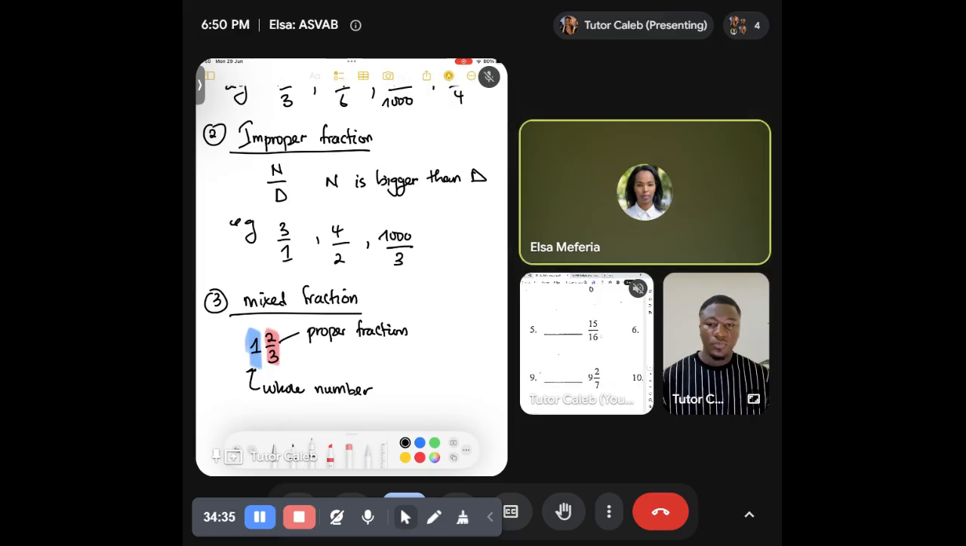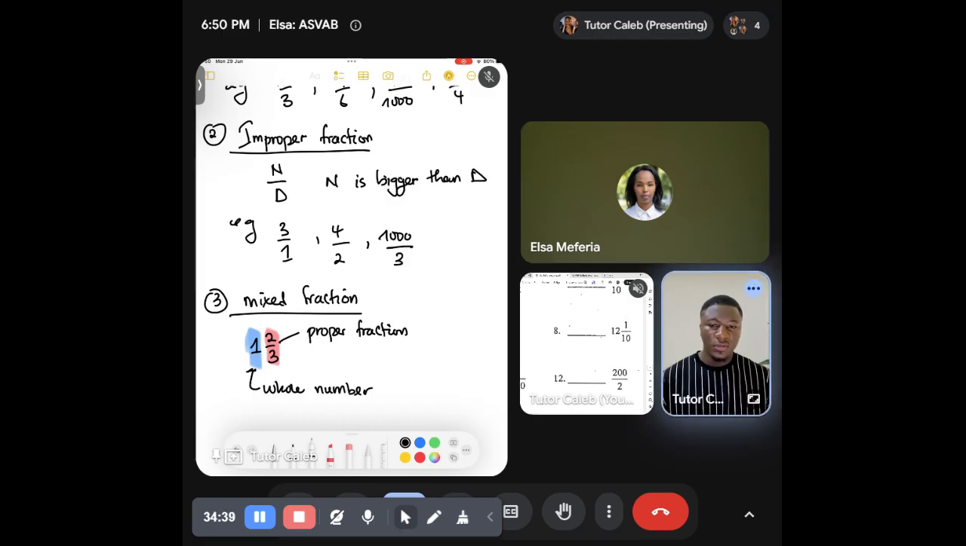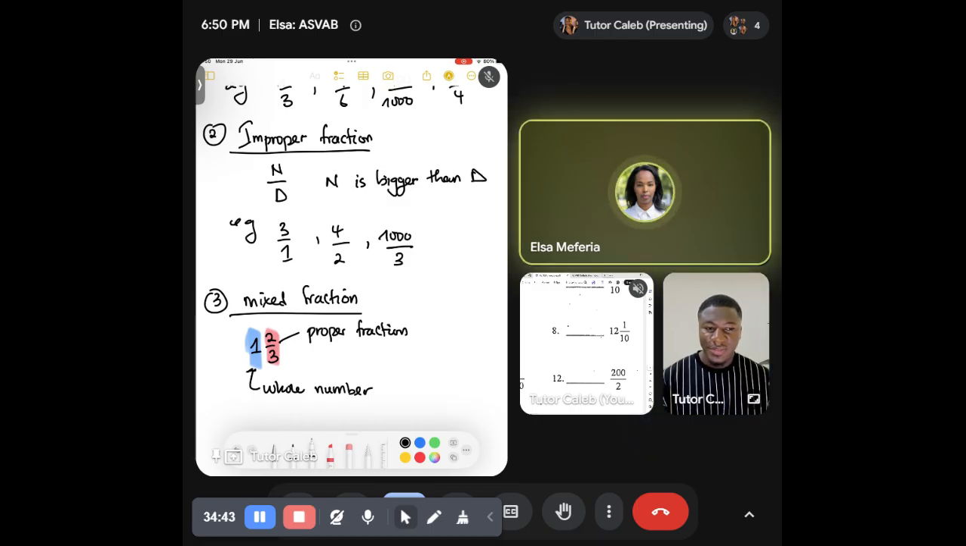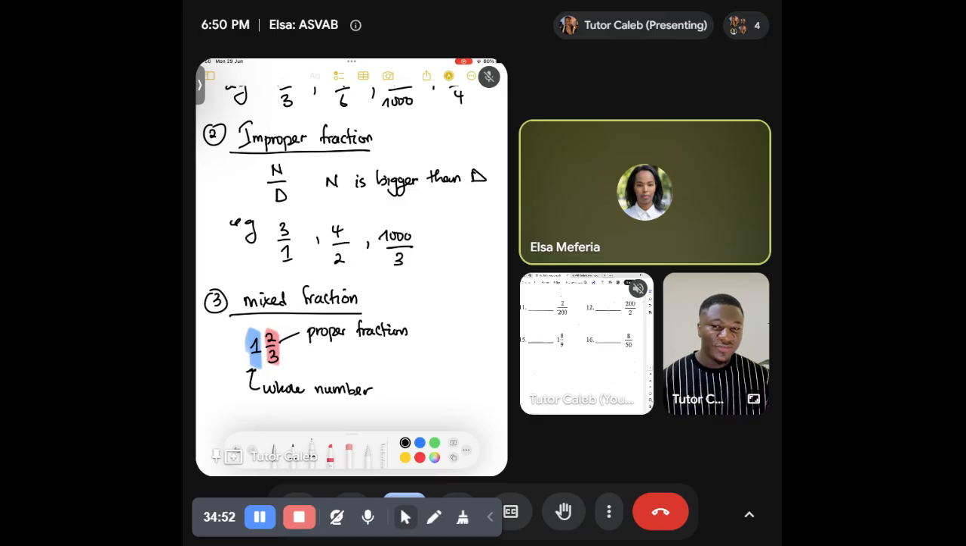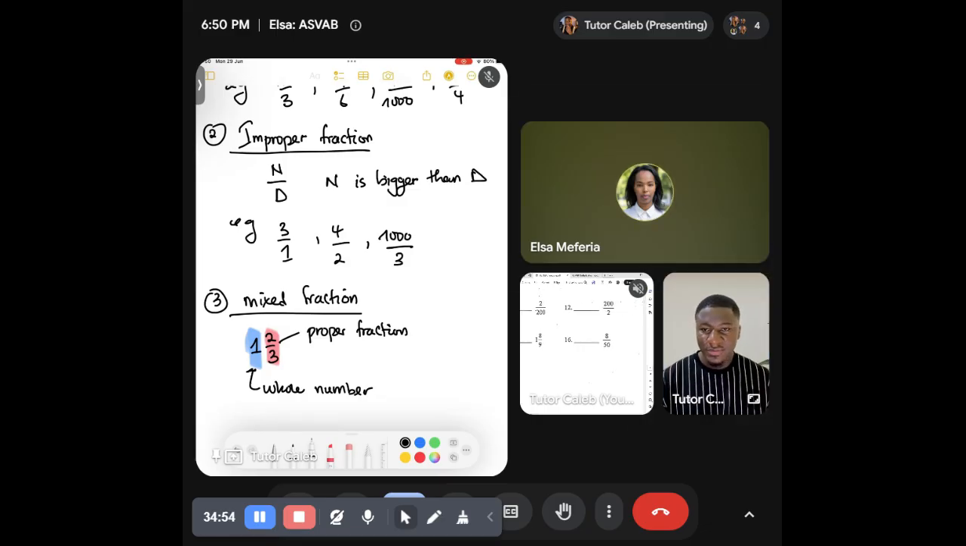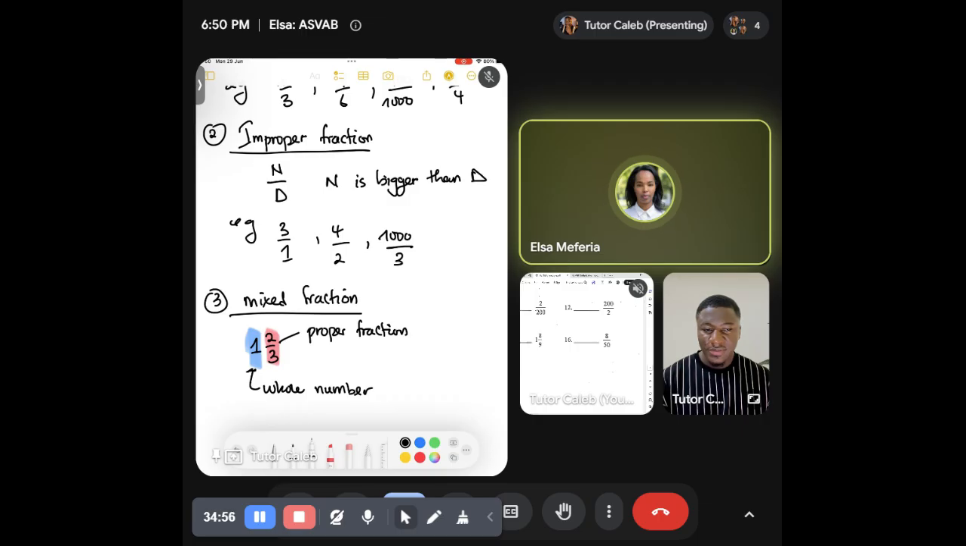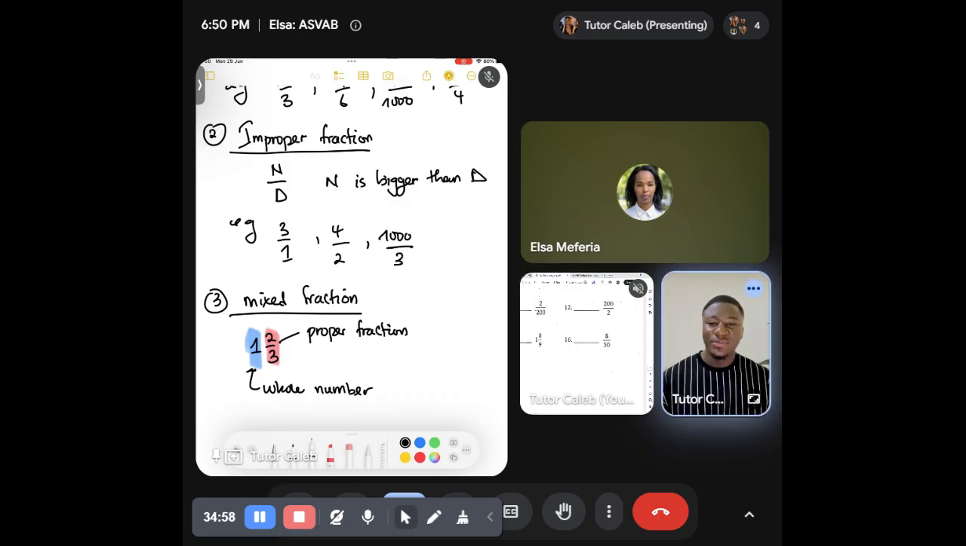That's going to be improper. No, I'm sorry, proper fraction, because 15 is smaller than 16. No, that's a trick question. That's a mixed fraction. That's a trick question. Definitely an improper fraction.